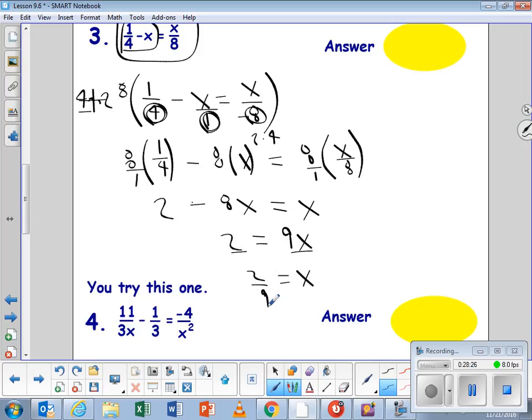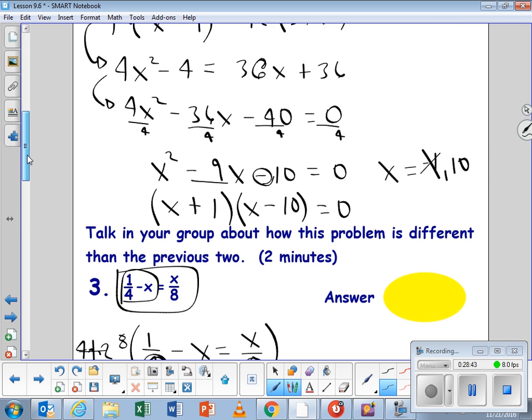Okay? 2 ninths. All right? Now, only one answer this time, isn't there? Because, as Thomas noticed, there's no squares. Okay? It's not a quadratic.